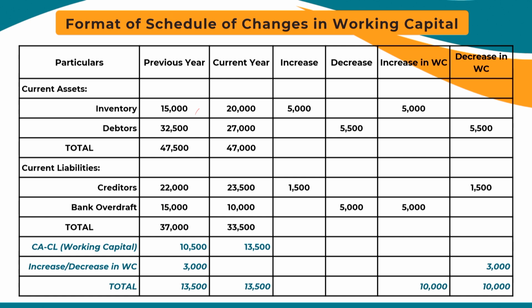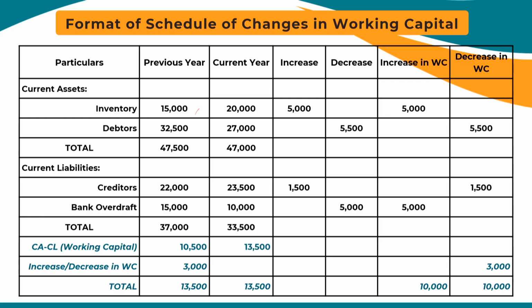The logic is that when we are preparing the schedule of changes in working capital, we are creating a relationship between current asset and working capital on the one hand. Similarly, we are establishing a relationship between current liability and working capital on the other hand. The relationship between current asset and working capital changes is direct. So, for example, if current asset increases, obviously the working capital is going to increase. If current asset decreases, the working capital is going to decrease.